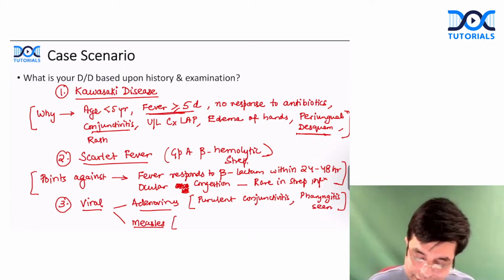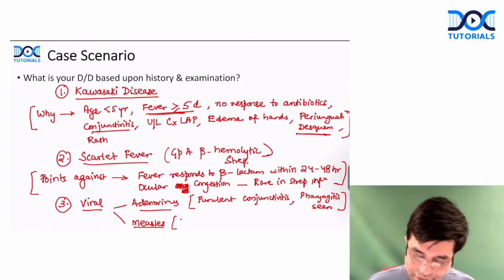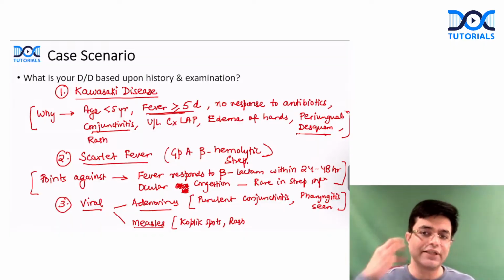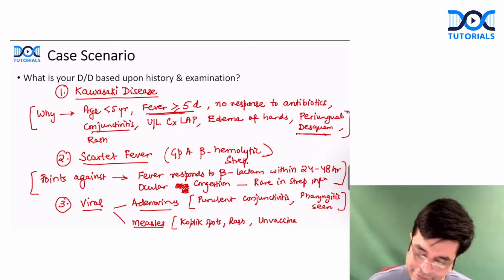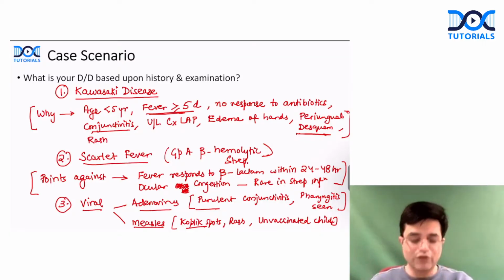What about measles? It is an immunized child. So measles will generally have Koplik spots present. Measles will have a typical rash. It will not have a periungual rash. It will have a non-itchy maculopapular rash appearing on the face, then going to the trunk, and it will be an unvaccinated child. Here, it is a vaccinated child which is being talked about. So these are the two reasons why the possibility of adenovirus and measles infection is less in this patient.